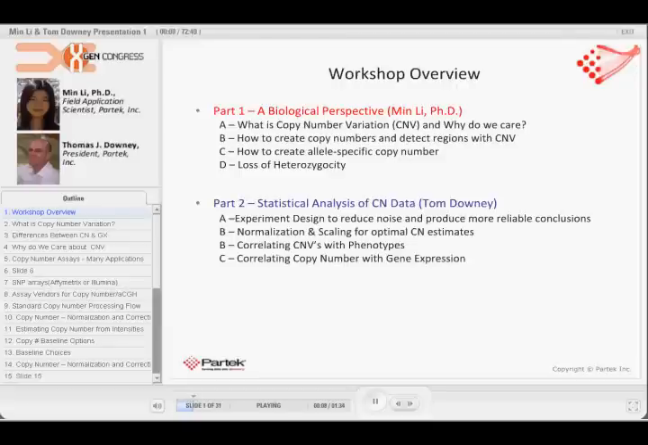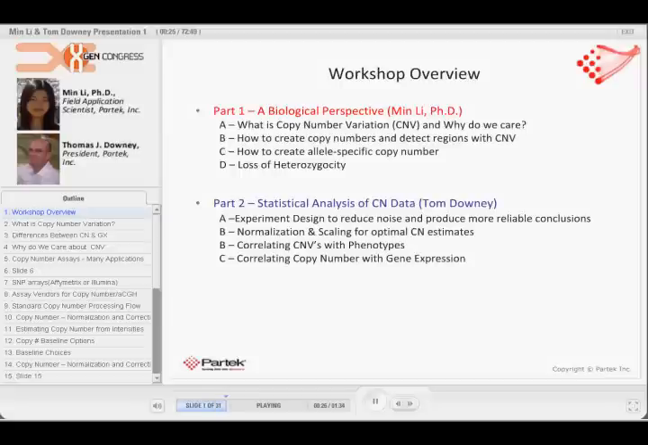And I, myself, am a biologist. So the first part, I will mostly focus on the biological perspective. What is copy number? Why do we care about copy number? And how do we detect copy number, allele-specific copy number, and the loss of heterozygosity?